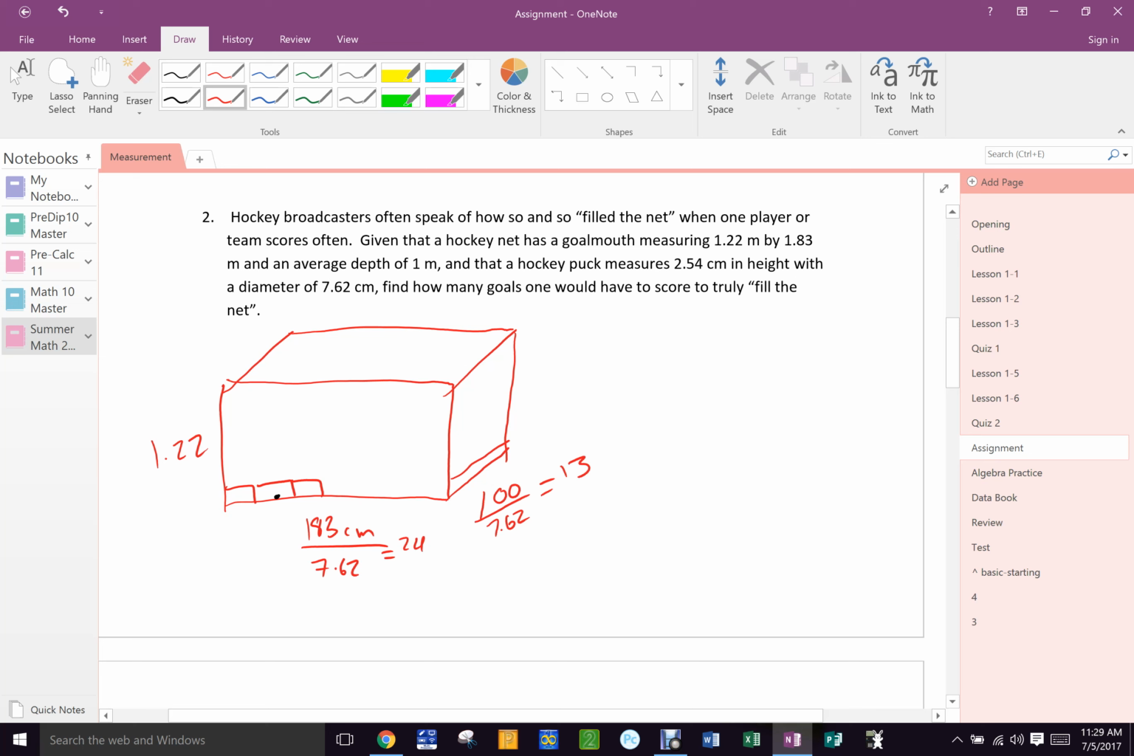Height is 122. What do I got to divide it by? No, pucks aren't 7.62 tall. I'm going up 2.54, and that gets me 48. So now I can have 24 pucks this way and 48 pucks up, and then I multiply that by the 13 pucks backwards to get an answer of 14,976.